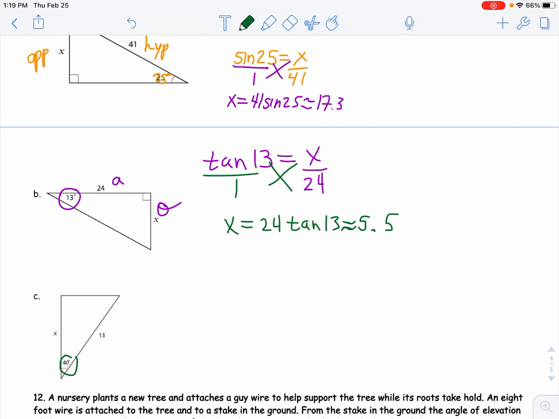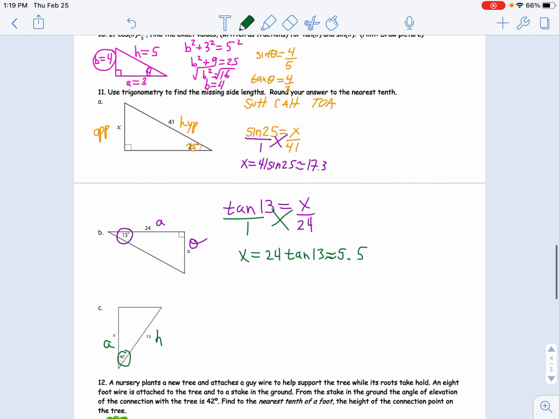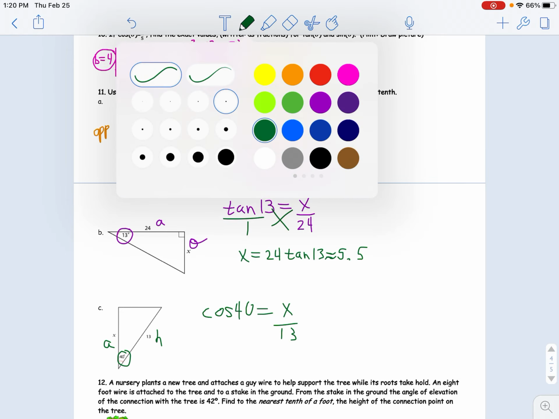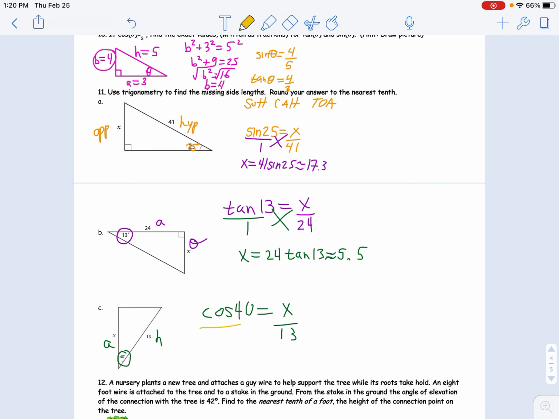And then the last one right here, x is adjacent, 13 is the hypotenuse. Which one uses A and H? Well, that would be cosine in SOHCAHTOA. So we're going to have cosine of 40 equals x over 13. Remember, variables can be in the numerator or denominator. It just matters what trig function you're using, what information you have, so on and so forth. So 13 cosine 40.